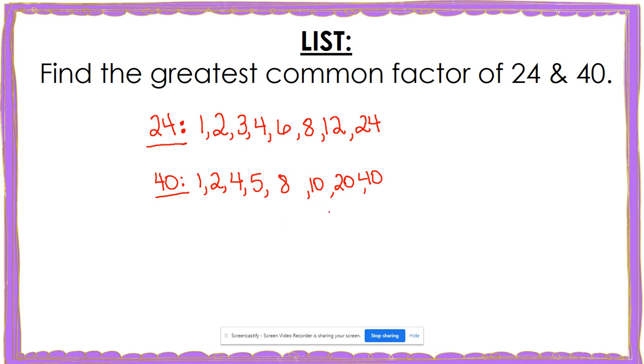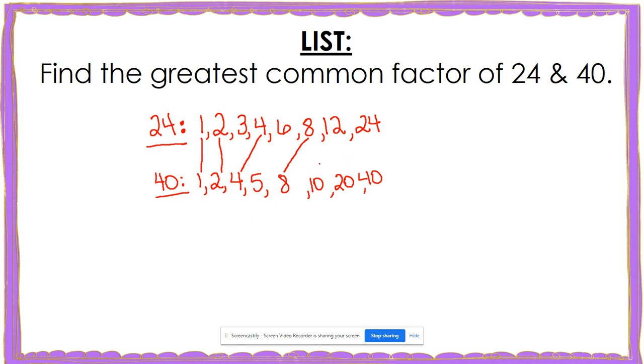Now, to find my greatest common factor, I want to look for the numbers that they have in common. I notice that they both have 1, they both have a factor of 2, they do not both have a factor of 3, but they do both have a factor of 4. 6 is not common between them. 8 is common. 12 is not, and 24 is not.